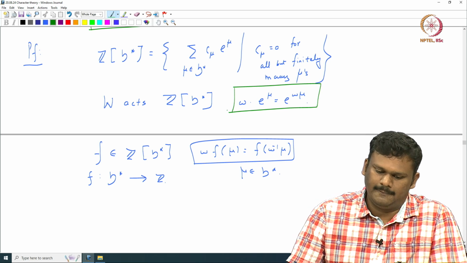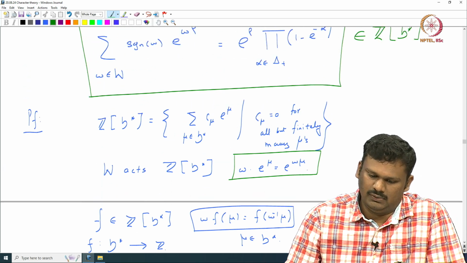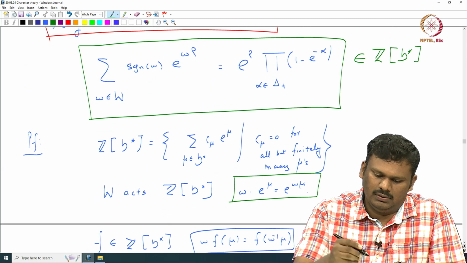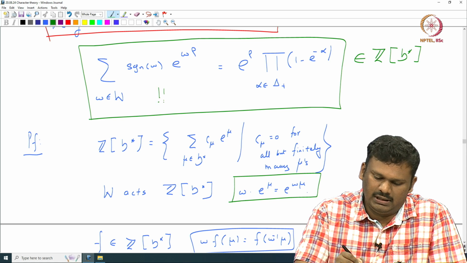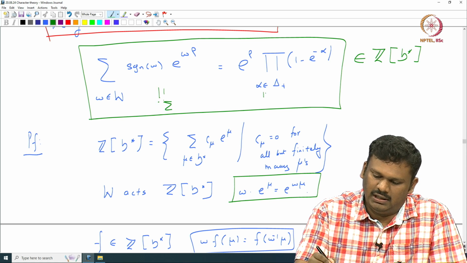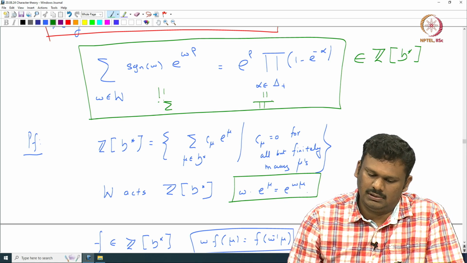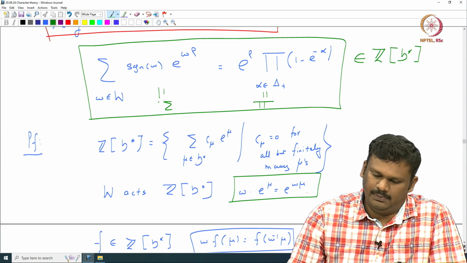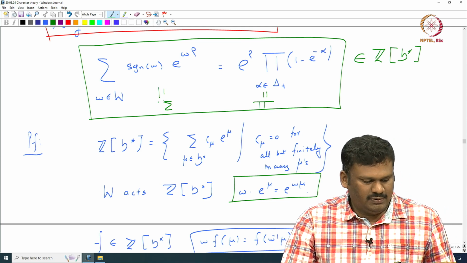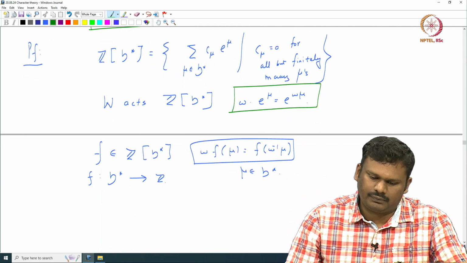So let us work with this and see what is happening. Now what we will do is take this to be the sum side, and take this to be the product side. So this is sigma, that is the pi. We are going to make some observations about both of them.